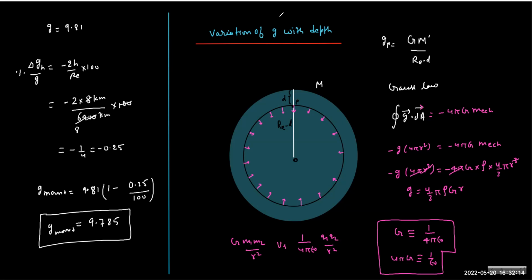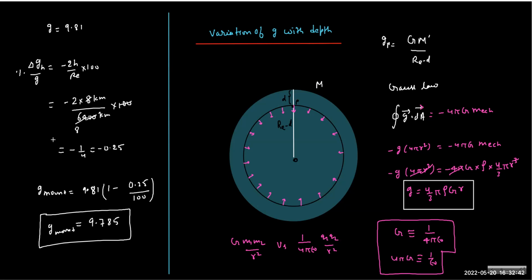Four by three rho pi G R, like this. And why this is important to see this formula this way, because density of planets are something which we can compare. So mass and radius can change, but density is something which can give you the right answer. So first of all, it depends on the density. It depends on the size of the planet.